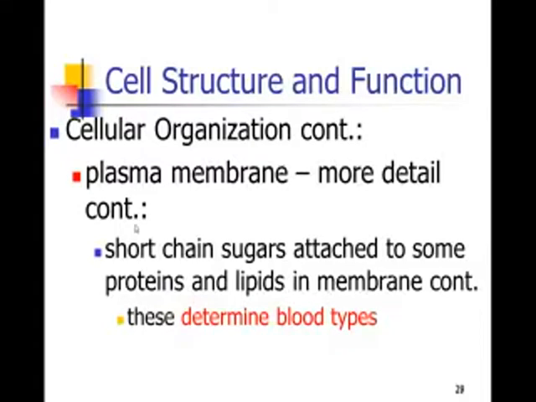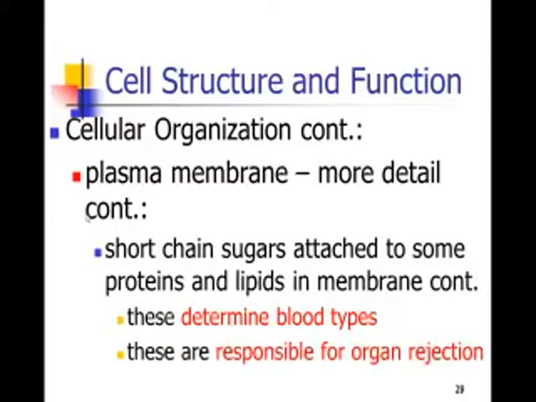You're probably aware there are two major types or sets of typing for blood. There's the ABO system and the RH system. If you have the wrong kind of blood cells in your body, your immune system will attack them generally and destroy them. And not only do they attack and destroy blood cells, but if you have cells from some other person, let's say you have organ transplant, these are the molecules that cause your immune system to reject a transplant.